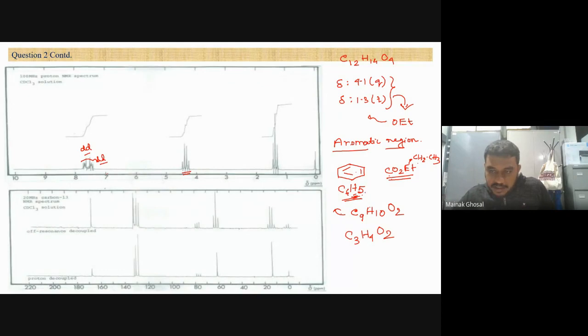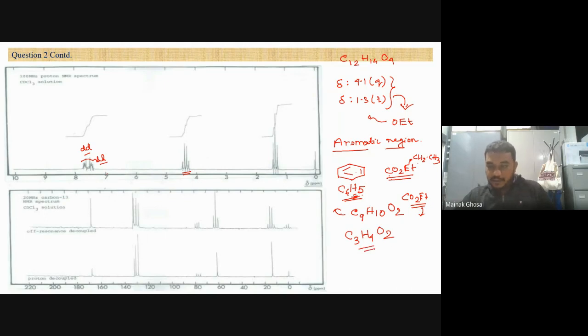Since you have seen in the spectra that no other group is present, and in the aromatic ring you see two doublets of doublets, which clearly gives you a multiplet kind of thing, you can easily predict that only a CO2Et functional group is present in the molecule. You have not seen any functional group in the IR spectrum either. So there is a very high chance that the CO2Et group is the only group present in the molecule.